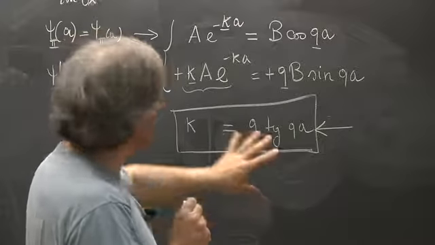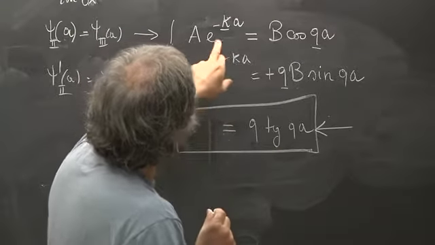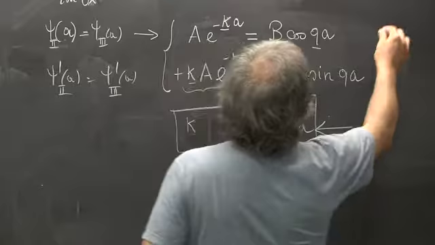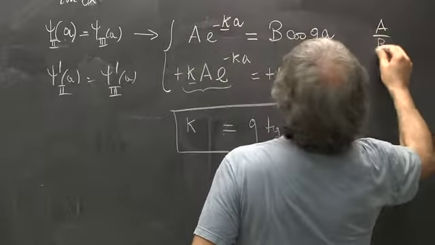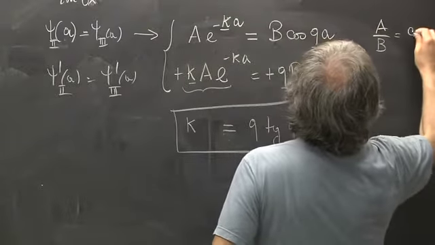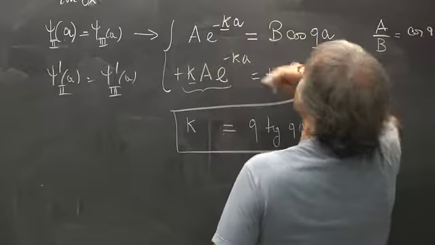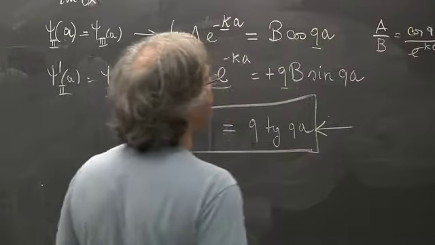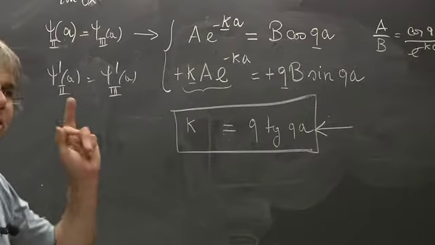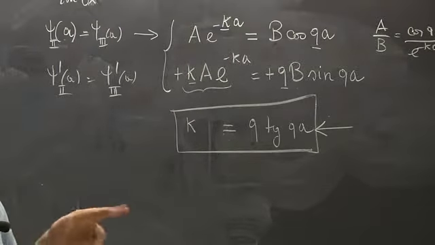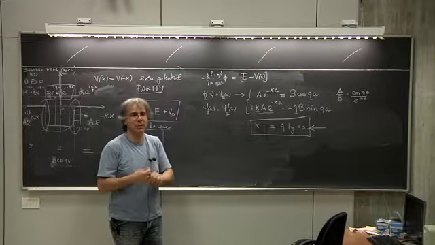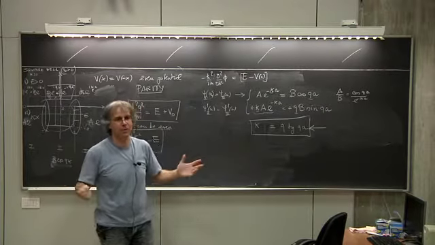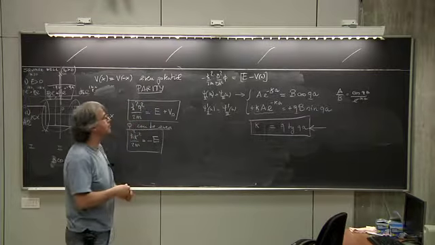But once you have fixed K and Q, you can find, for instance, A over B. A over B is equal to cos QA divided by e to the minus Ka. So the ratio, not A and B separately, because you can always normalize as you wish, for instance, by imposing that the norm is 1. All right?